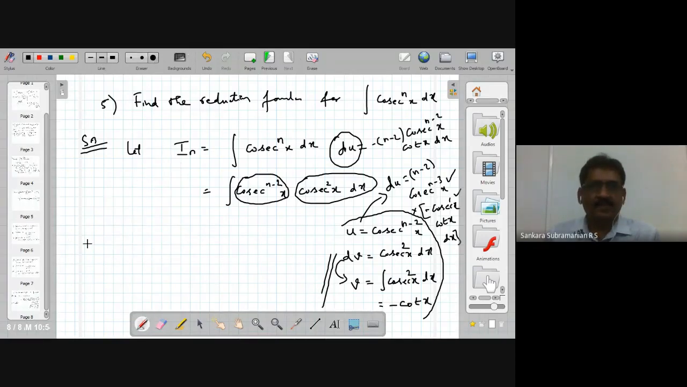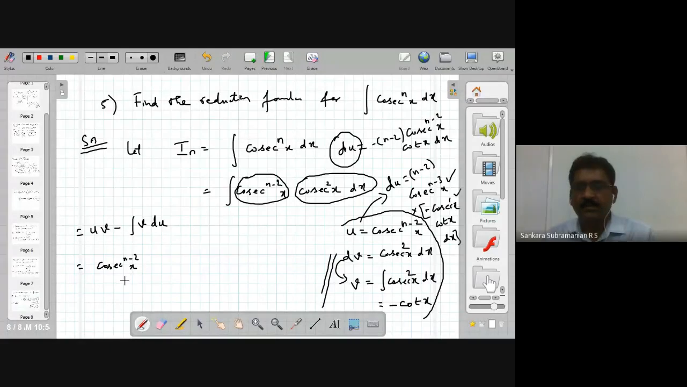Now let us come for the problem. So therefore this is equal to uv minus integral v du. U taken as cosecant to the power n-2x, u into v. What is v? Minus cot x. So we get minus cot of x, u v minus integral v du. What is v? You have minus, so plus cot x. What is du? du ல ஒரு மைனஸ் வருது, அப்போ இது திருப்பி மைனஸ் ஆயிடுது.